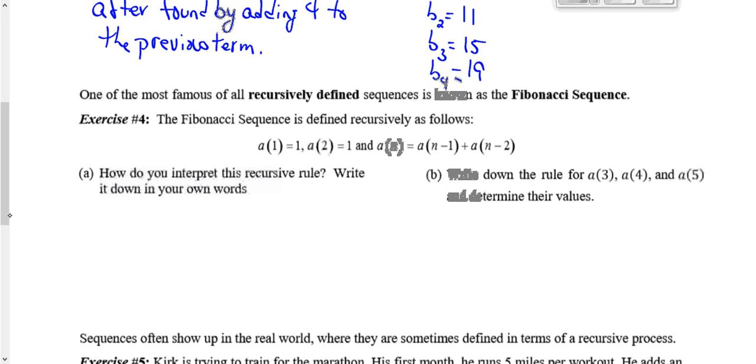Yes, the Fibonacci sequence. It's a famous mathematical sequence. But anyway.